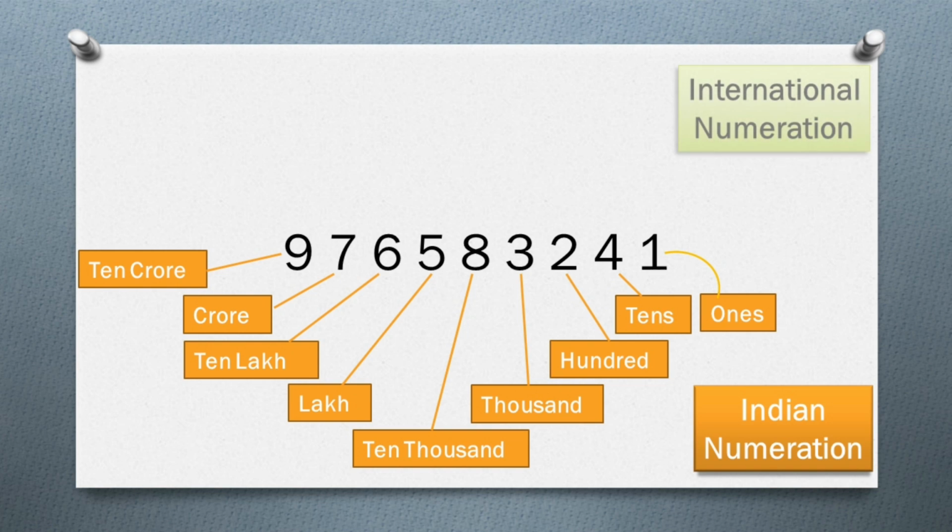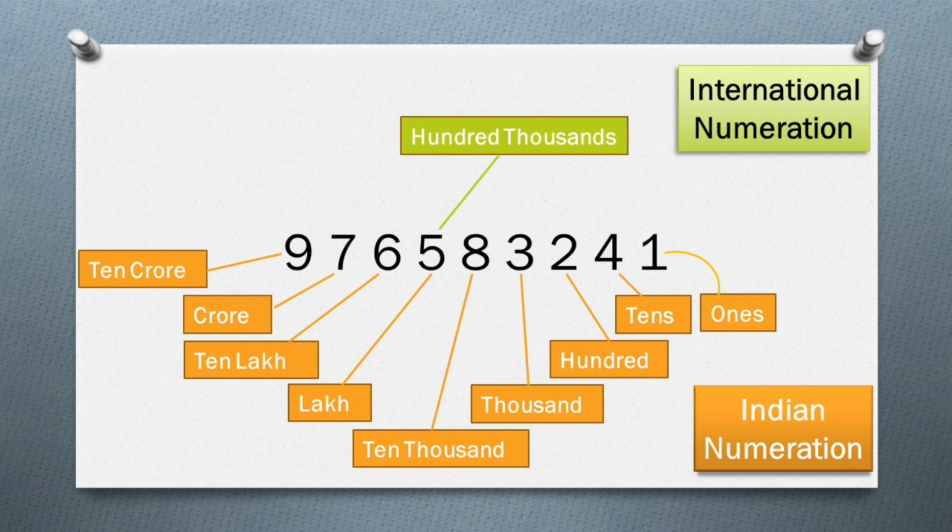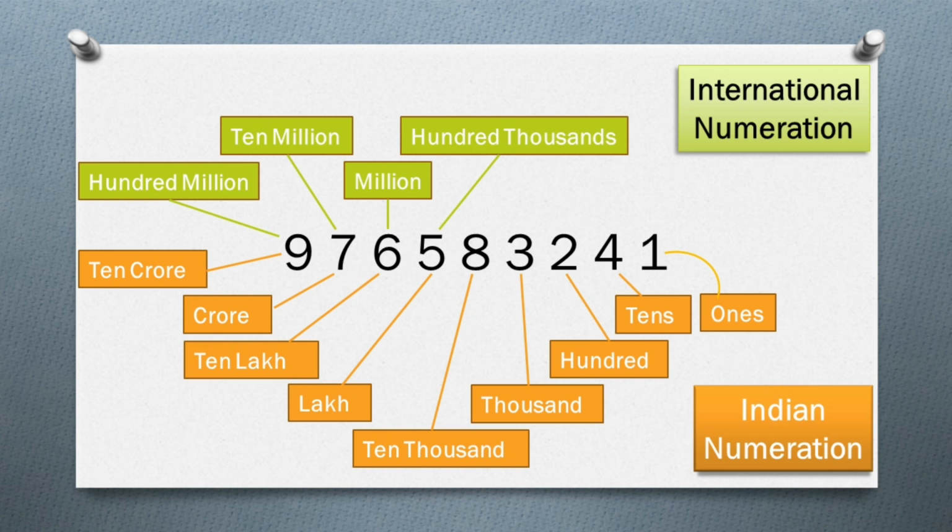As per the international numeration system, it is the same from ones to 10,000. After 10,000, they have 100,000 instead of lakh, million instead of 10 lakh, 10 million instead of crore, and 100 million instead of 10 crore. So this is how the two numeration systems work.